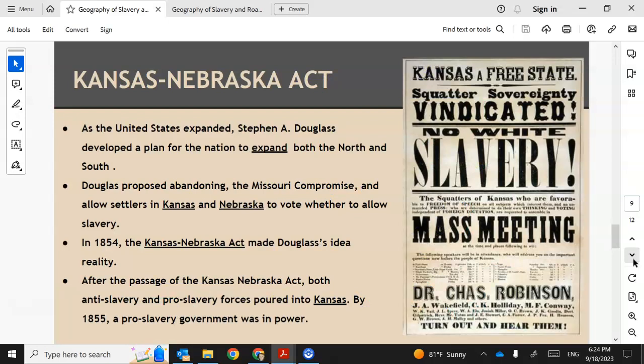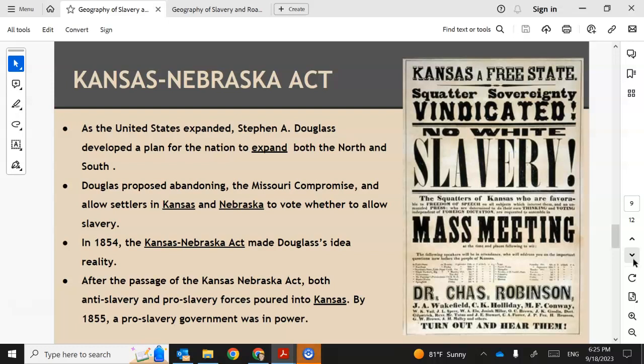So we have the Kansas-Nebraska Act. Stephen Douglas, he's the guy that runs against Abraham Lincoln, I think for Senate, or maybe, I can't even remember right now, guys. My head hurts so bad. But the Kansas-Nebraska Act is proposed by Stephen Douglas, who is famous for the Lincoln-Douglas debates.